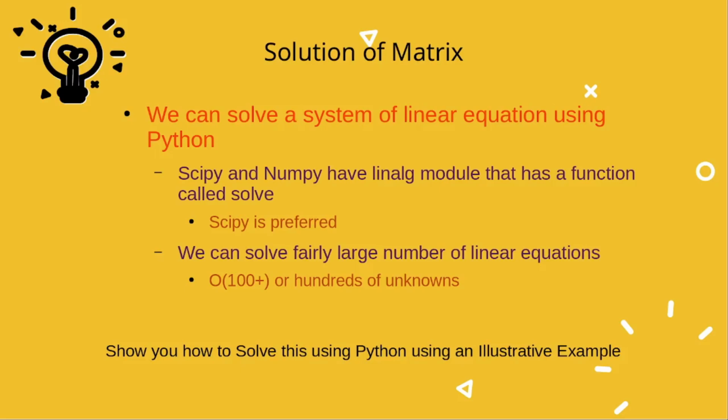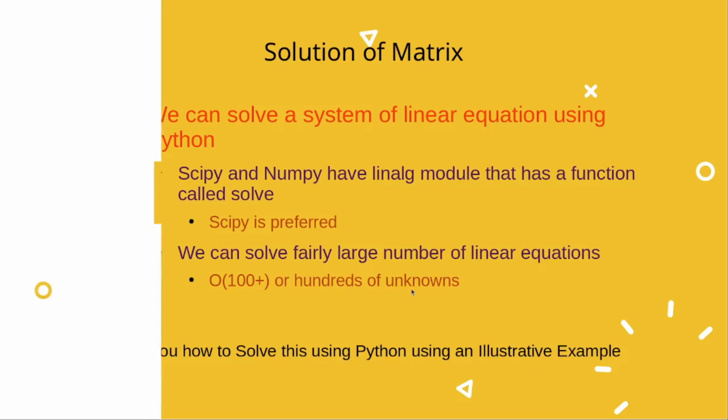We can solve a fairly large number of linear equations, in the order of hundreds of unknowns, by using this. One of the advantages is that once you understand finite difference equations and how they can be applied, you've essentially converted your boundary value differential equation into a linear system of algebraic equations. Solve it using Python. So I'm going to illustrate an example to tie all these concepts together.